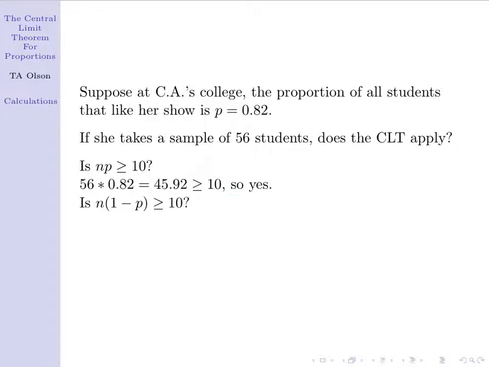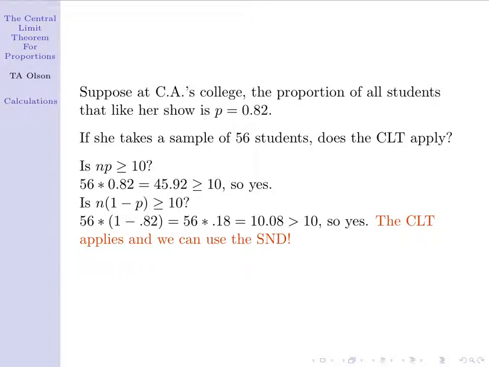So yes. Now the other side is where we had the problem. The lower proportion one is always going to be our real main issue. 56 times 1 minus 0.82 is 56 times 0.18, which is 10.08. And that qualifies. We're greater than or equal to 10. So yeah, the central limit theorem applies, and we can use the standard normal distribution to do our calculations of our probabilities.